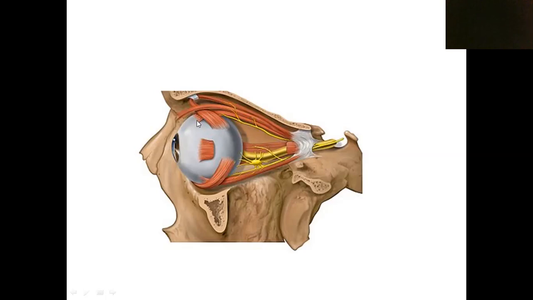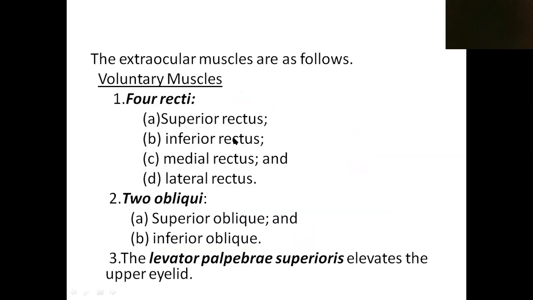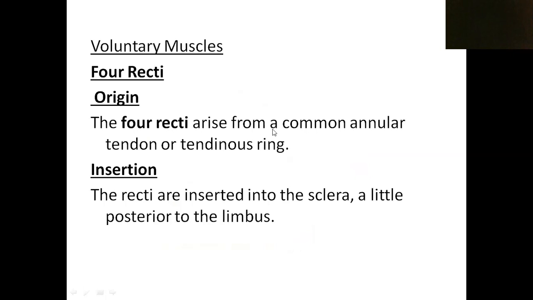Superior rectus is in the upper part. This one is the inferior rectus, in the lower part. Here we can see the medial rectus. And these two are the cut ends of the lateral rectus. We have removed a piece of the lateral rectus in order to see the medial rectus. So these are the four recti muscles. The four recti muscles originate from the common tendinous ring and insert to the sclera behind the limbus.